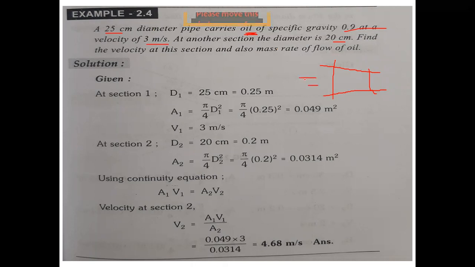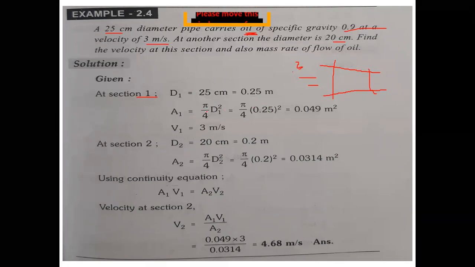So velocity is given, the initial velocity is 3 meters per second. So what to find? The rate of flow at section 2. Now what is the given data? At section 1, write down the data. At section 1, D1 is equals to 0.25 meter. A1 is equals to pi D1 square by 4, that is equals to 0.049. Therefore V1 is given in the question. Now at section 2, D2 is 0.2 meter. A2 you have to calculate, 0.03. We have to find V2.